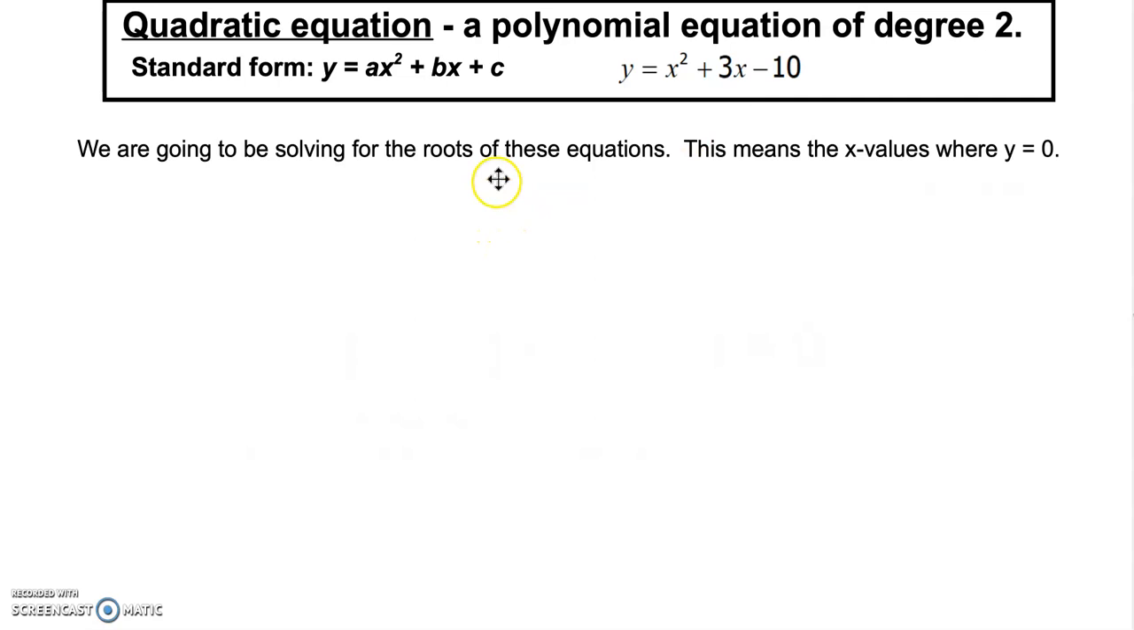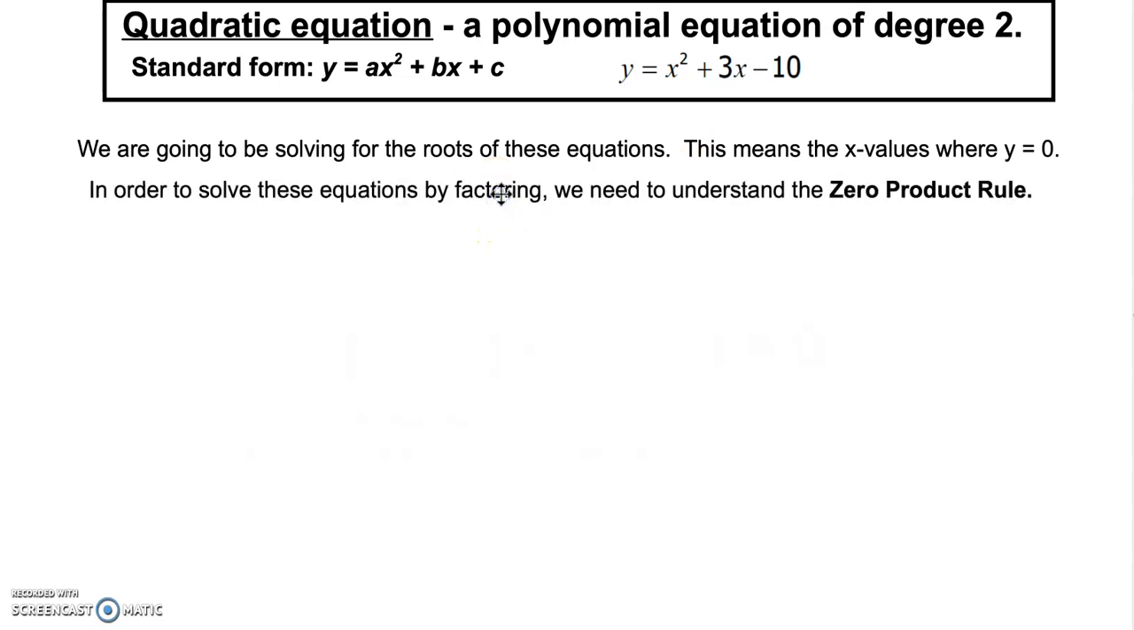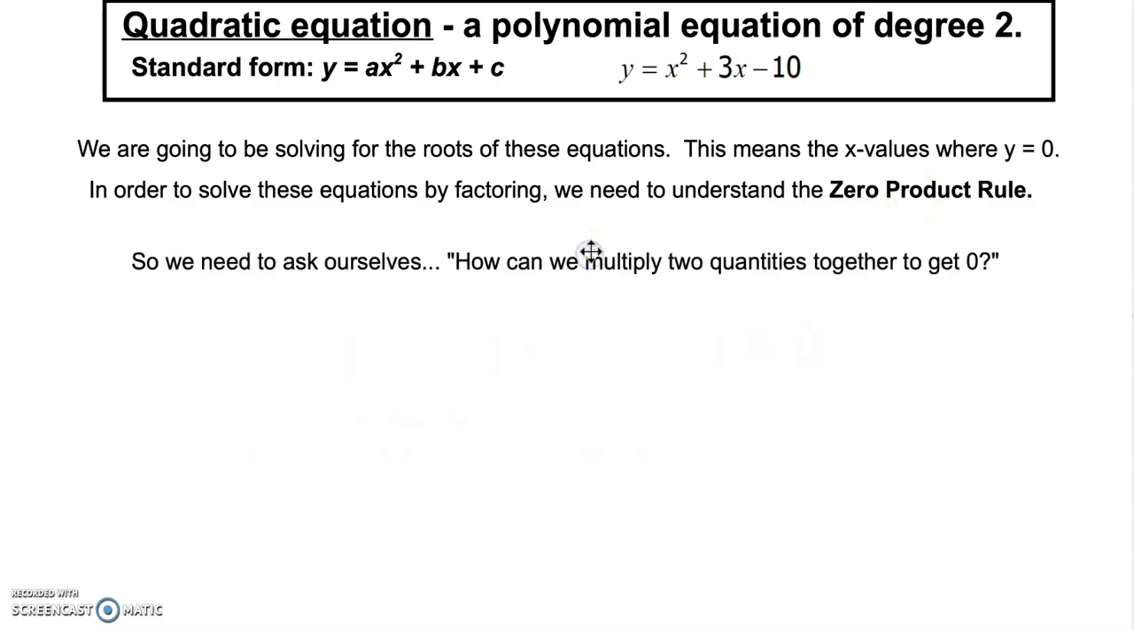There are several methods on how to do this. The first method that we're going to explore is factoring. But first, before we do that, we need to understand the zero product rule. So we know product is the answer to a multiplication problem. So we need to ask ourselves, how can we multiply two quantities together to get 0?